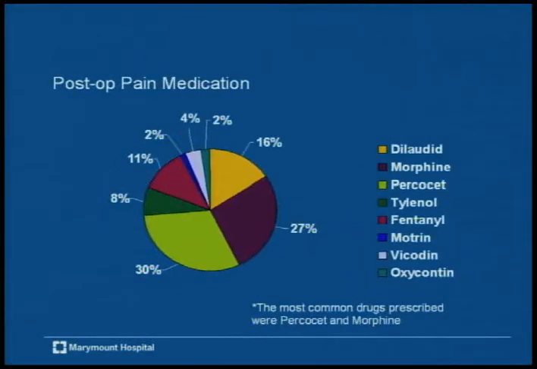The postoperative pain medications that patients were given were pretty varied. The most common drugs prescribed were Percocet and morphine. Percocet had about 30% patient use, and morphine had about 27%.